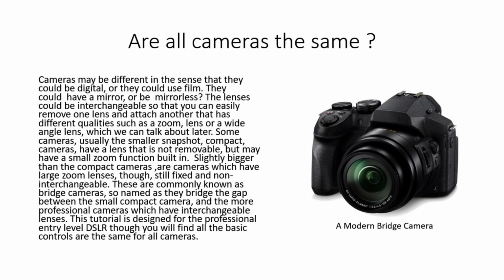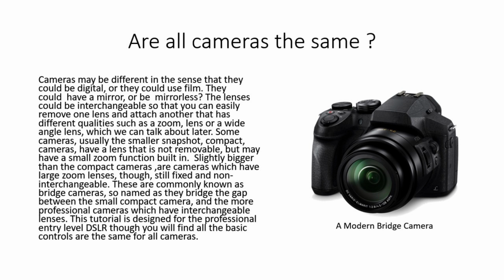Are all cameras the same? Cameras may be different in the sense that they could be digital, or they could use film. They could have a mirror, or be mirrorless. The lenses could be interchangeable so that you can easily remove one lens and attach another that has different qualities such as a zoom, or a wide-angle lens, which we can talk about later.